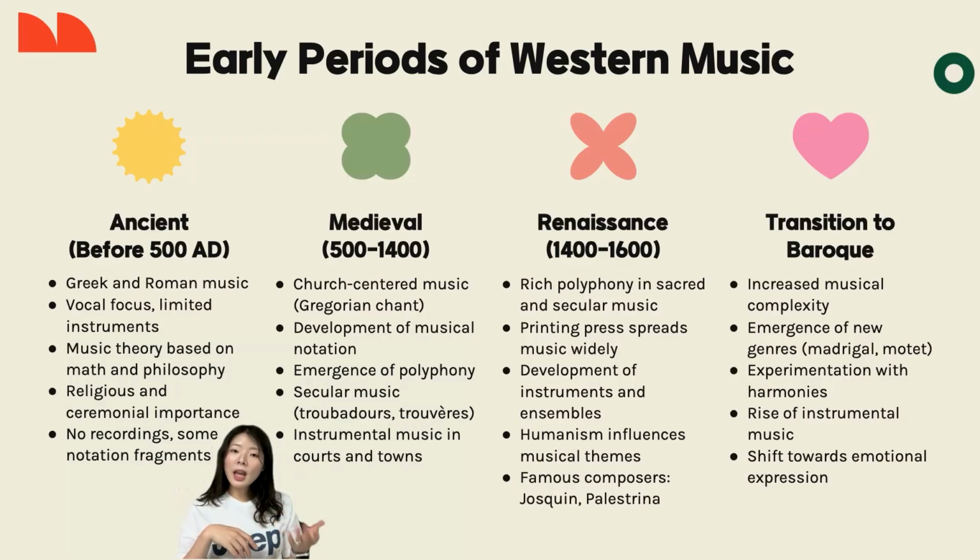They knew how to sing. So mostly the music was human singing, okay? And the music theory was based on math, based on numbers and philosophy. They thought music was based on numbers and human thinking, the philosophy. They thought music was very important to people, very, very important for religion.